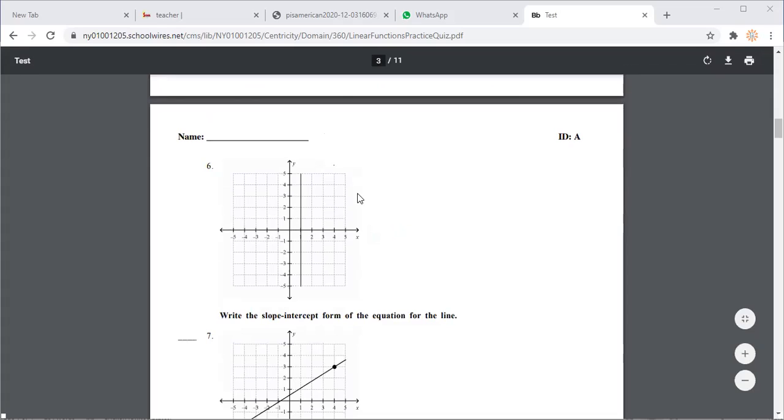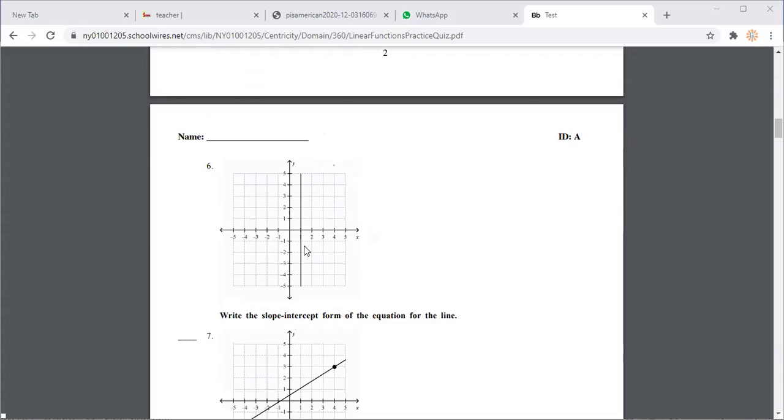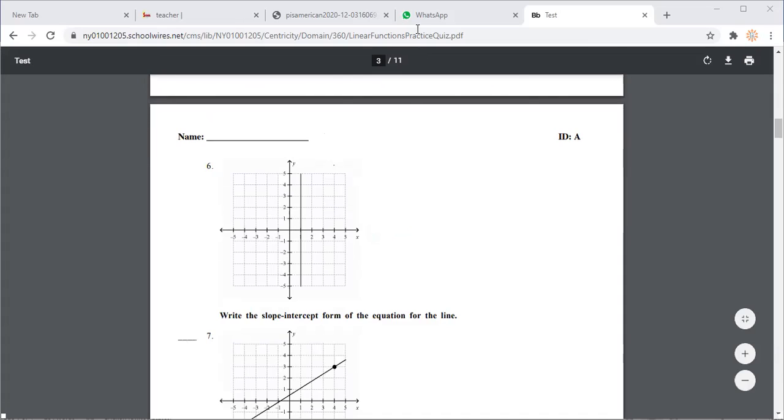Next question, quickly. For this one, what will the slope be? Miss, can I say? I'm asking, raise your hands. Yes, Ahmed Rashwan, go on.